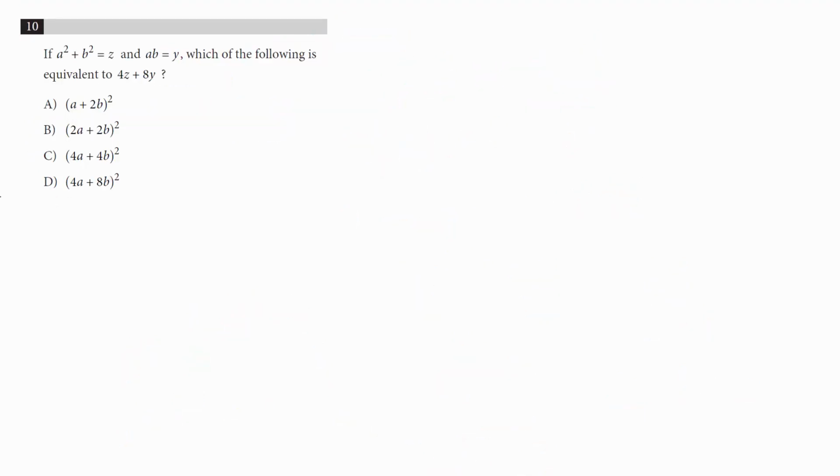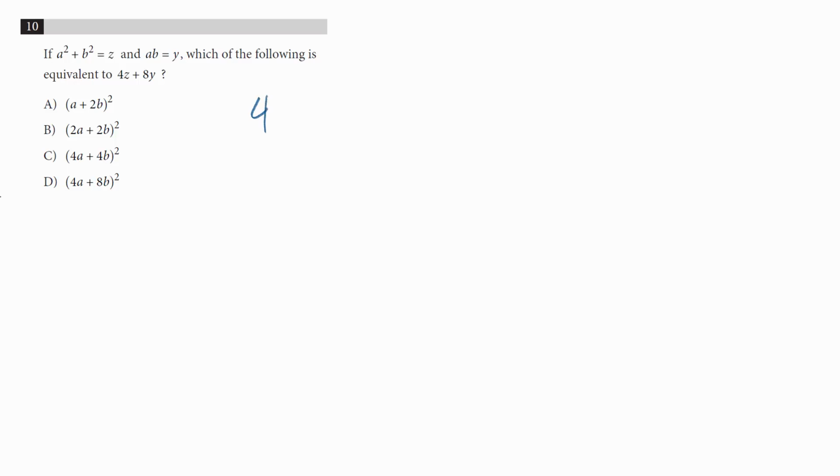If a squared plus b squared equals z, and ab equals y, which of the following is equivalent to 4z plus 8y? Okay. There's not a numeric answer to this question. Every answer is some sort of expression with a and b. So we're given 4z plus 8y, and we have a formula that equals z and a formula that equals y.